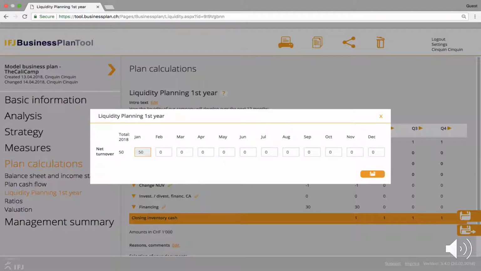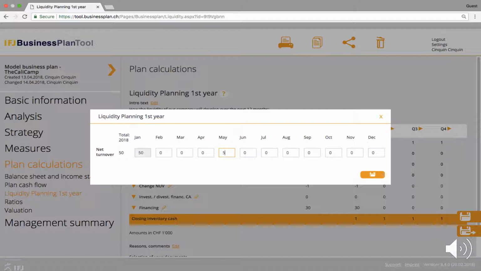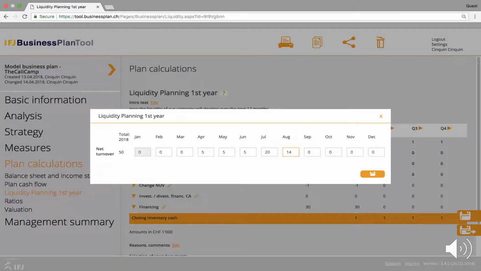Now, we have to hypothesize in which months we will make our revenue for the year. Over the whole year, we have to make $50,000. We can hypothesize that we make $5,000 in May, in the opening month, and subsequently we can fill in another $5,000 for June, and $20,000 for July, and $14,000 in August, which is the high season.